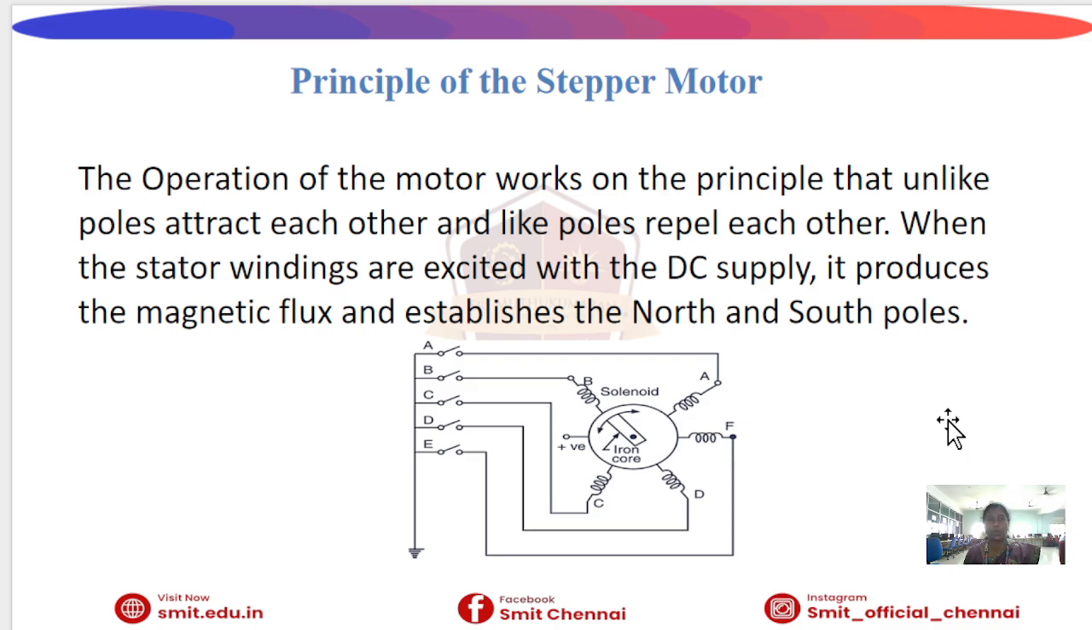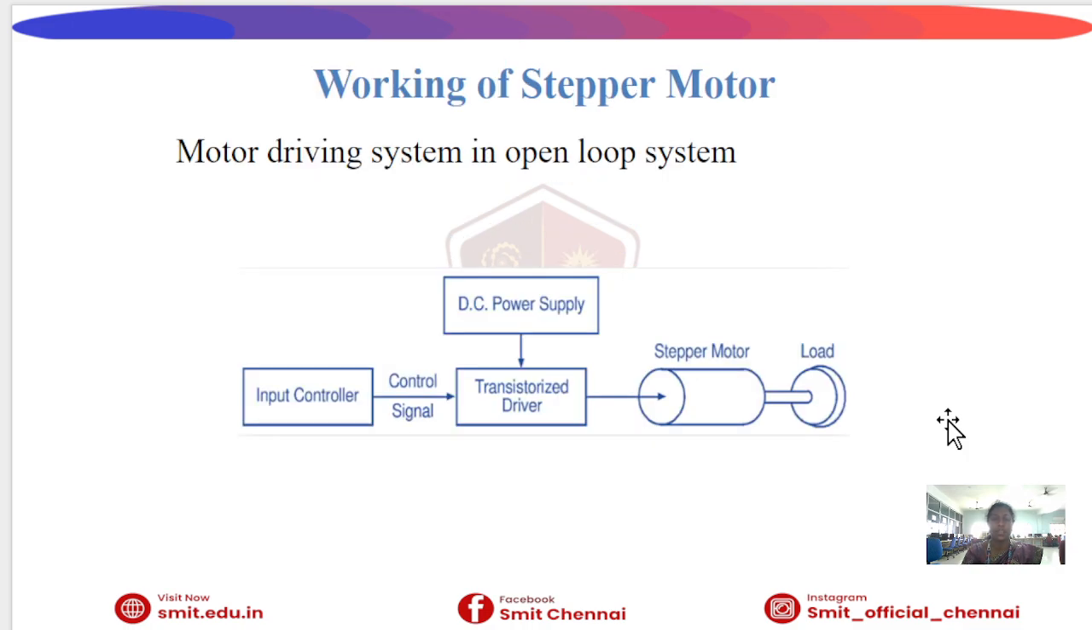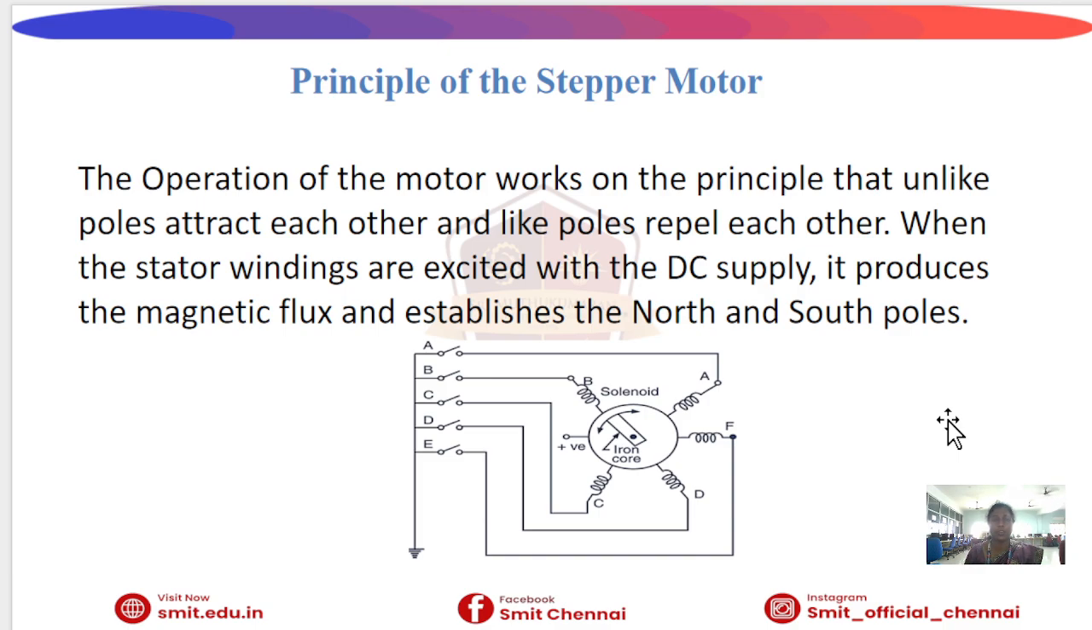Next one is the principle of stepper motor. The stepper motor works based on the basic principle of magnetism. This principle indicates that unlike magnetic poles attract each other and like poles repel each other. So inside the stepper motor, there are two main parts. One is the stator and the other one is the rotor. The stator is the stationary part with the windings and the rotor is the rotating part. When we give the DC supply, DC current flows through the stator winding and the magnetic poles are created. These magnetic poles attract the rotor and cause it to move by energizing the different windings.